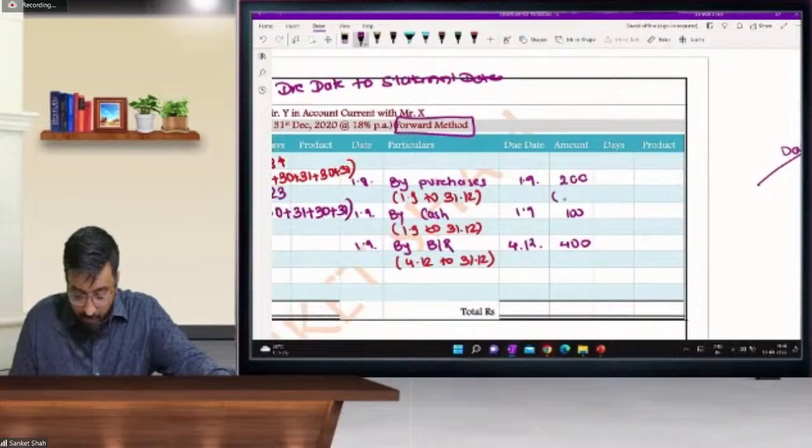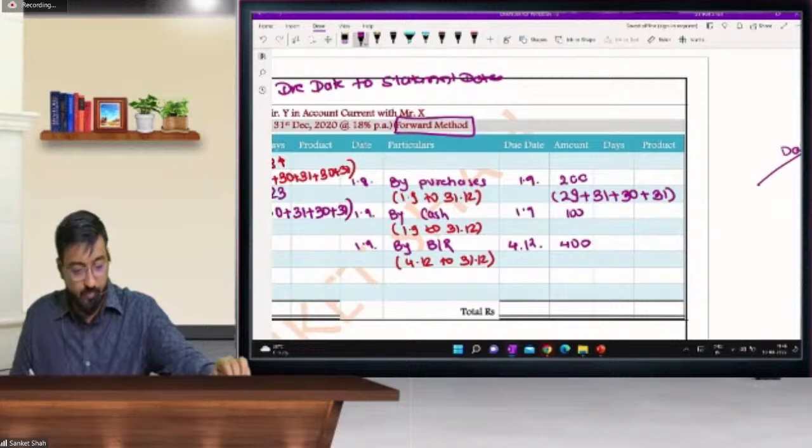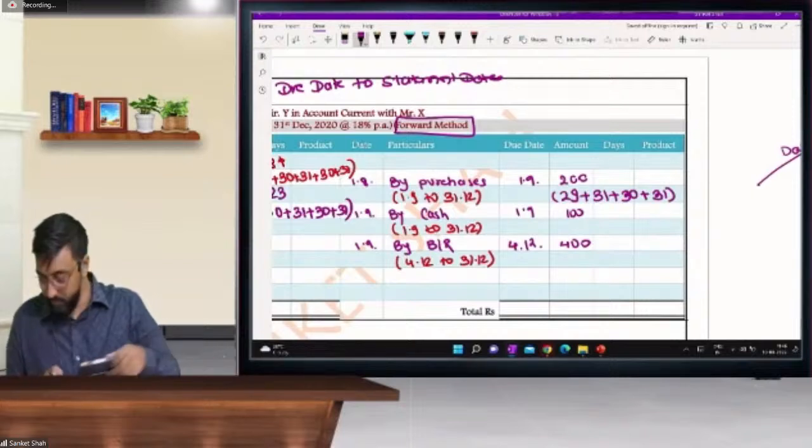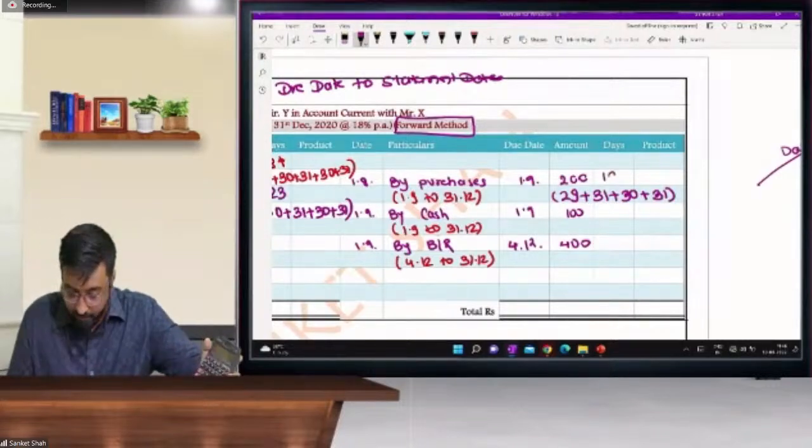1st September. Here, September 29, because September has 30 days. October, November, December. So the answer is 29 plus 31 plus 30 plus 31, 121.